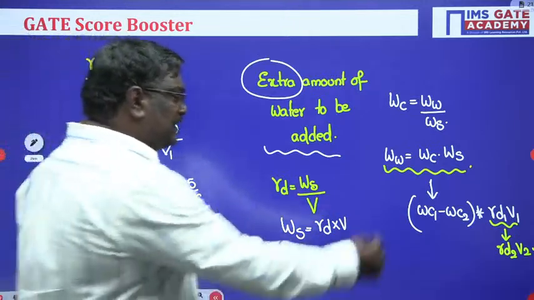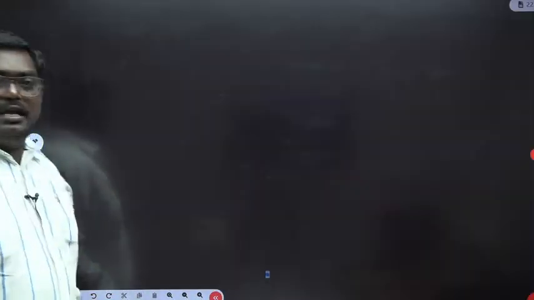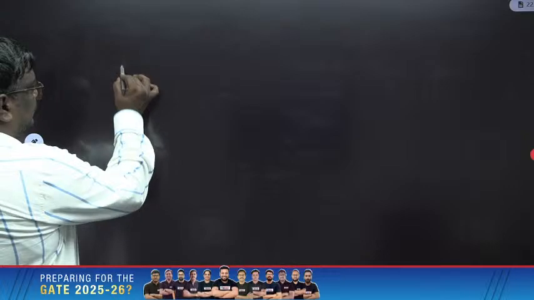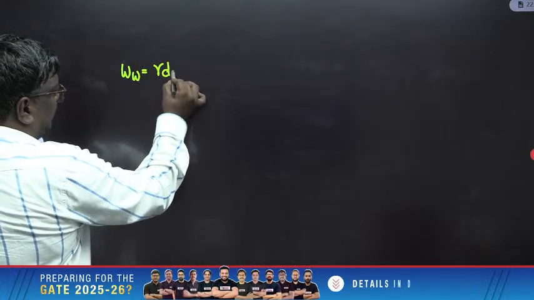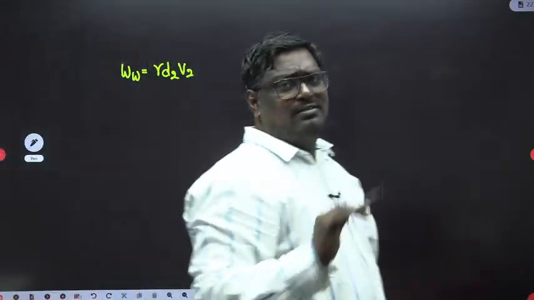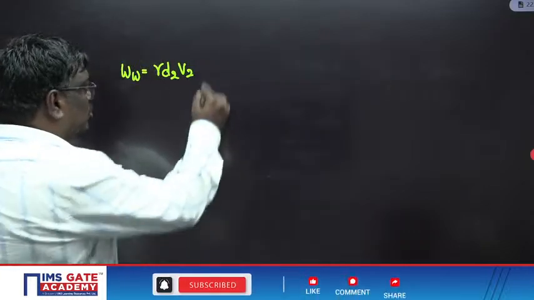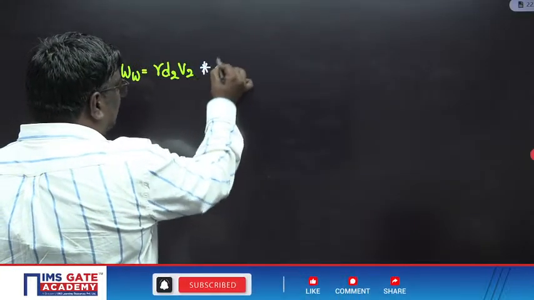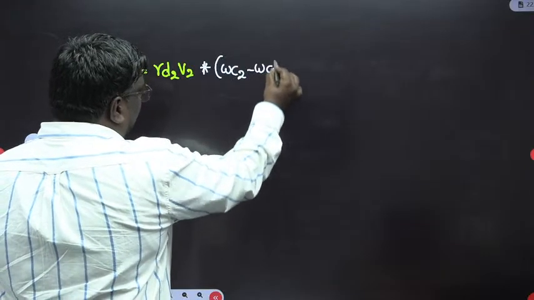So here, if they ask you the extra amount of water, weight of water is equal to gamma D2 V2, I can apply this for easy calculation. Sir, why haven't you used gamma D1 V1? Because I know V2 is 1000. It is easy for calculation, so that is what I want to plug in. So here it is water content 2 minus water content 1.